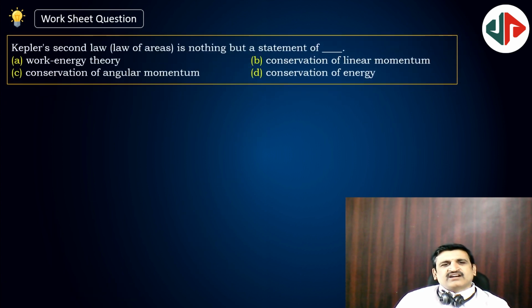Kepler's second law is nothing but a statement of the law of conservation of angular momentum. C is the correct option.